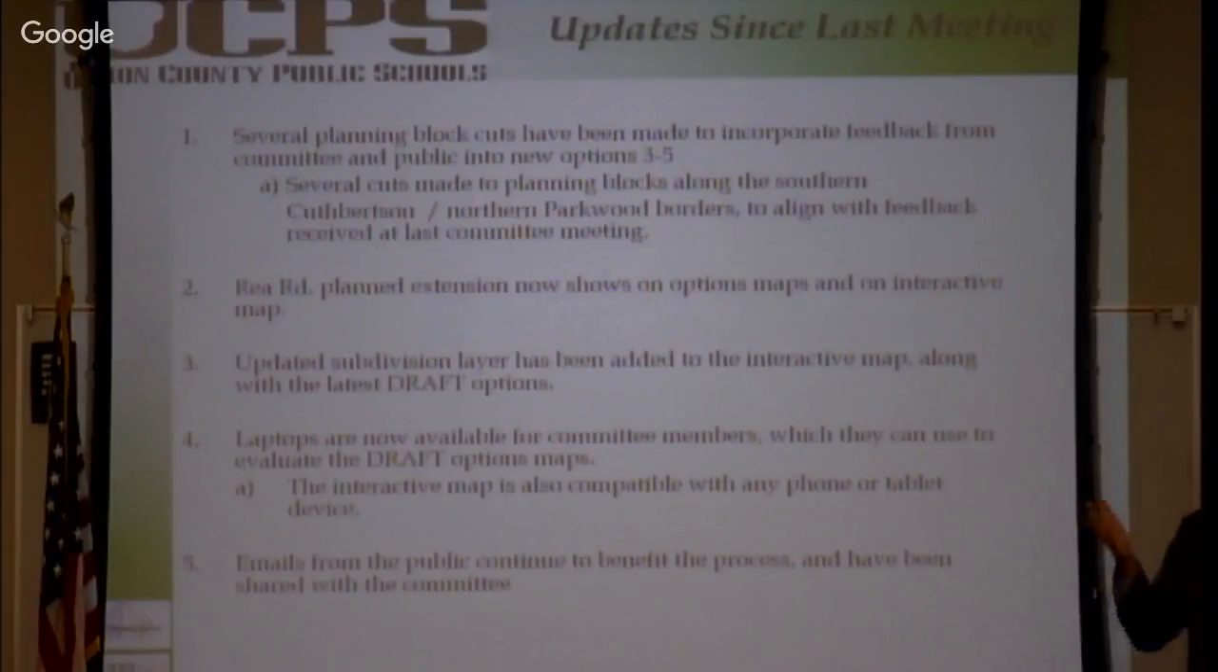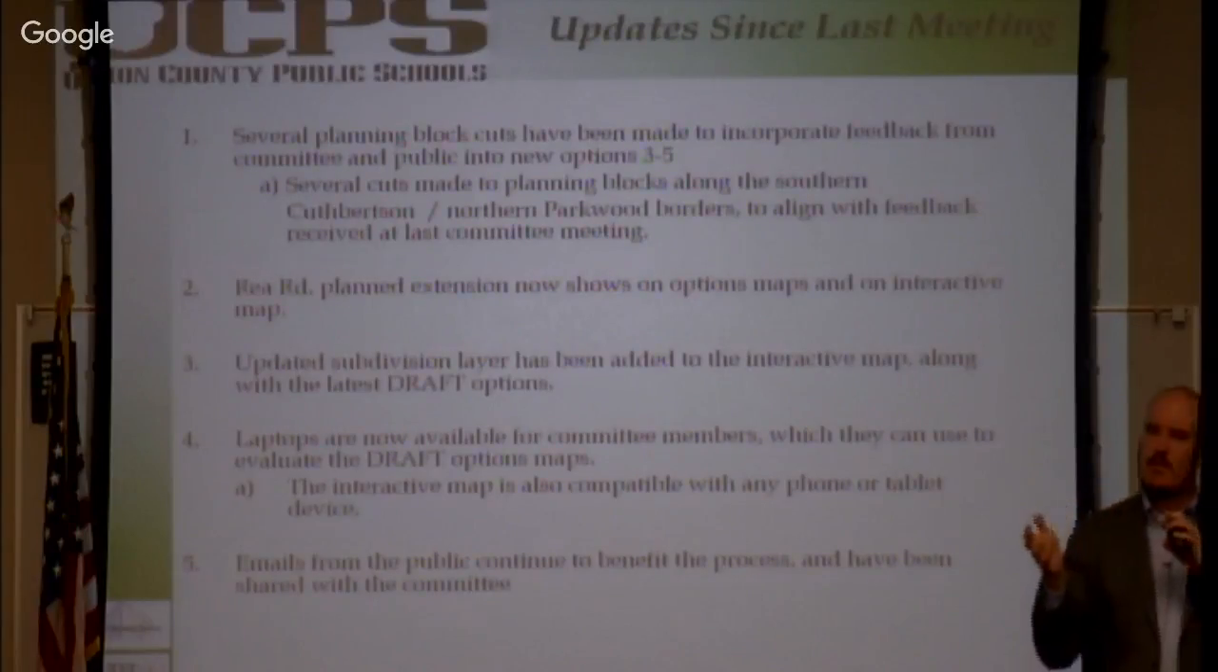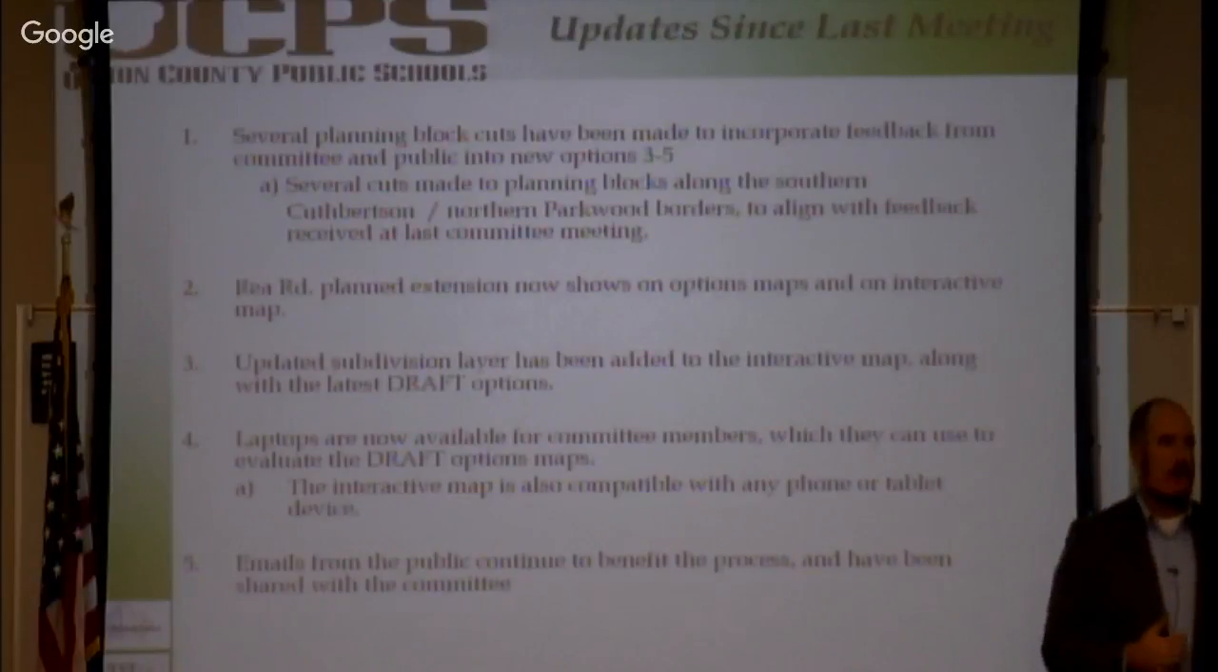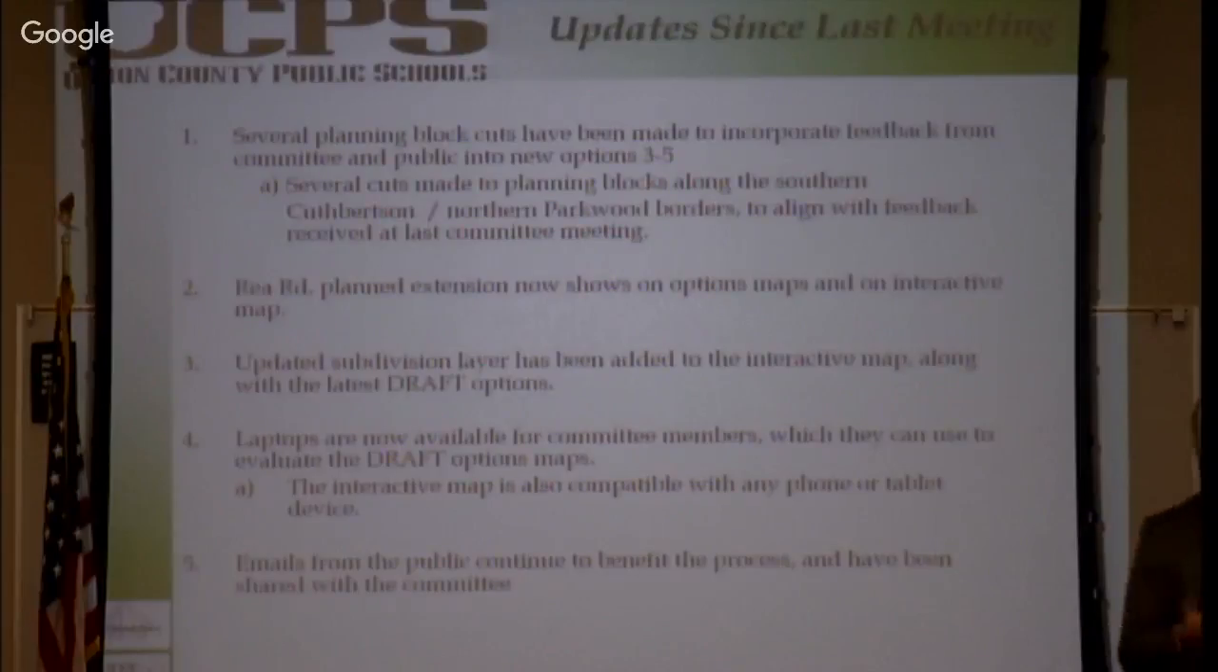I color-coded them. Green areas are ones where we address some of their concerns, and orange are the options where we have not addressed their concerns. Not to say that we can address all of the concerns from everybody, but that's there for your benefit.